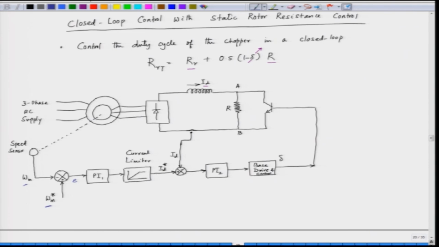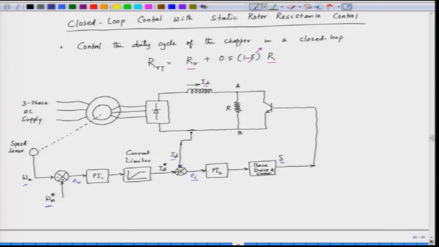Then the output of that is the current ID, and ID is also controlled by feeding it from the actual ID. We have a current sensor. So, this ID is fed here, and then the output is again the current error, and that is fed to another PI controller, which will give you a control signal, and the control signal is compared with a triangular wave to generate the gate drive signal. So, we ultimately control the duty cycle of the chopper, so that the current is adjusted.